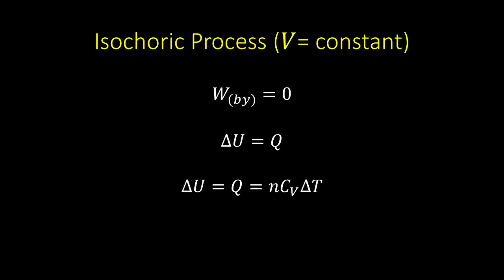Now the heat added at constant volume is Q equals n C_V delta T, which is the heat added in an isochoric process. Consequently, delta U equals n C_V delta T, as we have seen previously.